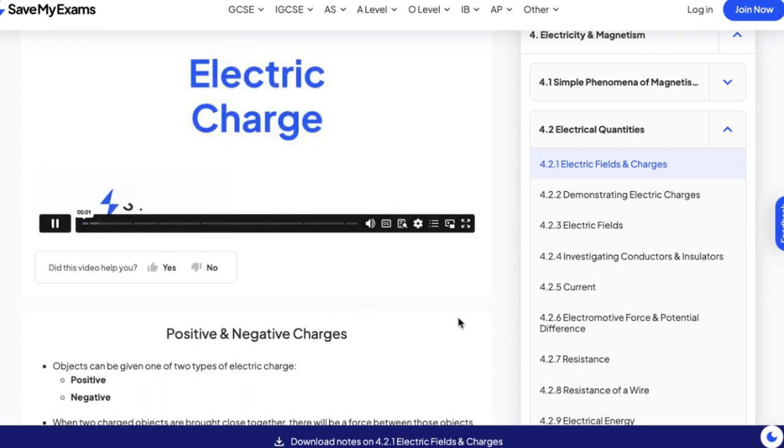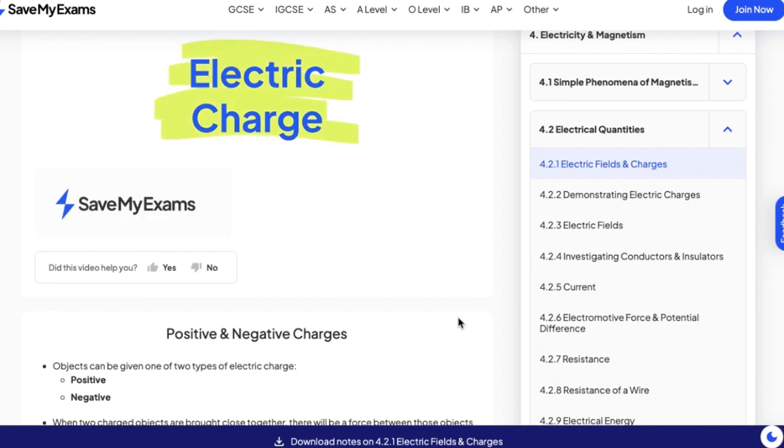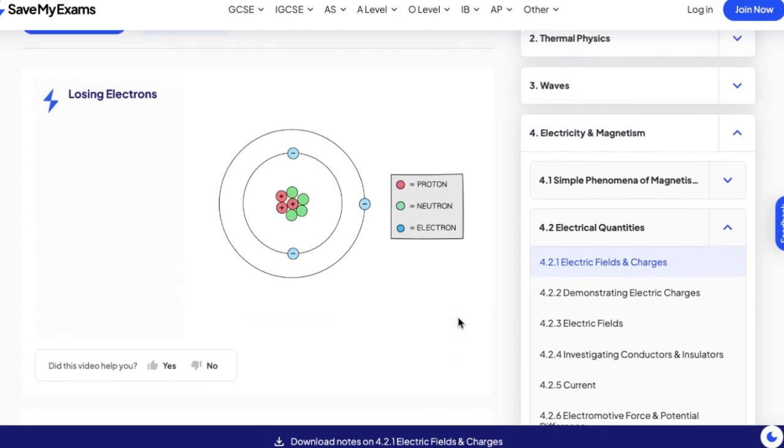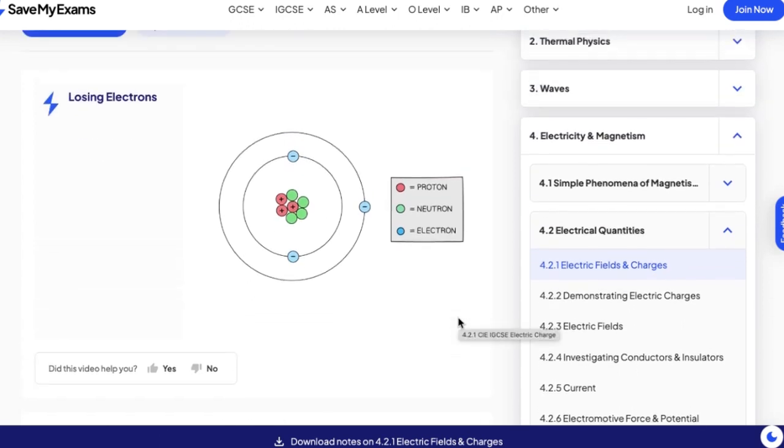This video is on the topic of electric charge. Atoms are made up of protons, neutrons and electrons. Protons and neutrons are found inside the nucleus, and electrons are found outside the nucleus. Remember that electrons are negatively charged, protons are positively charged, and neutrons are neutral. Atoms have an overall neutral charge because there are the same number of protons and electrons in an atom.